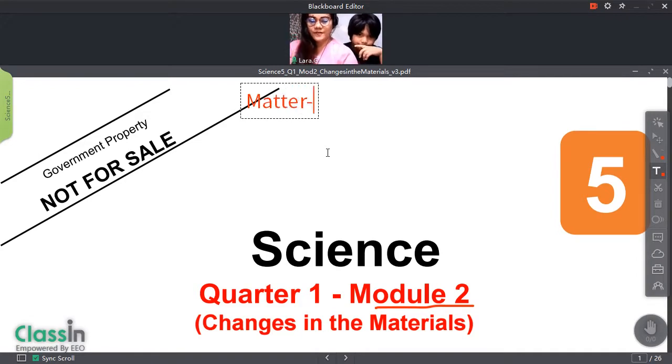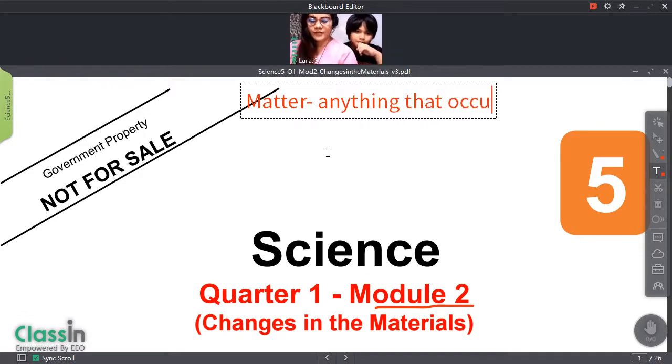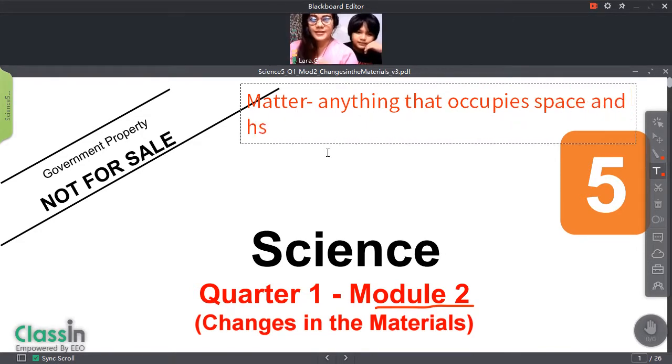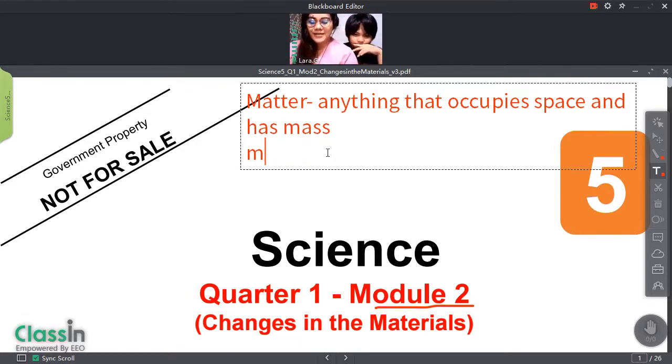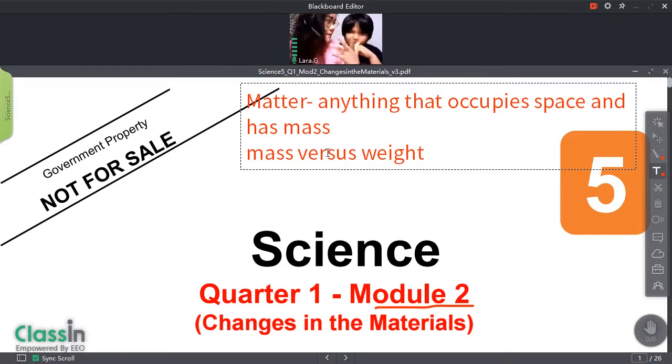Matter. What is matter? It is anything that occupies space and has mass. Okay, so mass versus weight, because mass is the total volume of a matter, right? Iyang sulod, tibuok, iyang kabugaton. Now, mass and weight, as what I've told you yesterday, mass and weight is the same. Same sila, it talks about kabugaton. But they are different. Why?